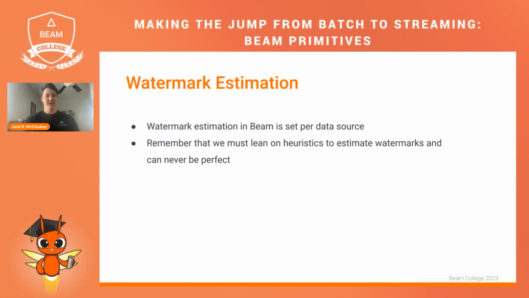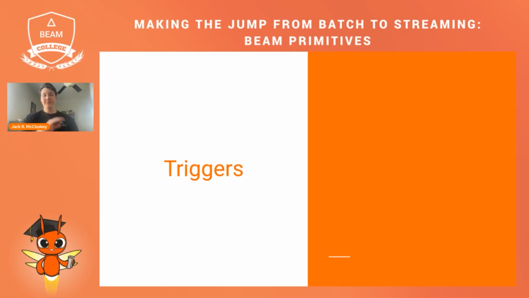Like we addressed in the last talk, there are many reasons data can be late. There are many potential issues that can arise. So we have to accept that we're not going to be perfect. You can set custom watermark estimation, but generally speaking, it's better to let the Beam side choose that per data source. But what you can talk about are triggers.